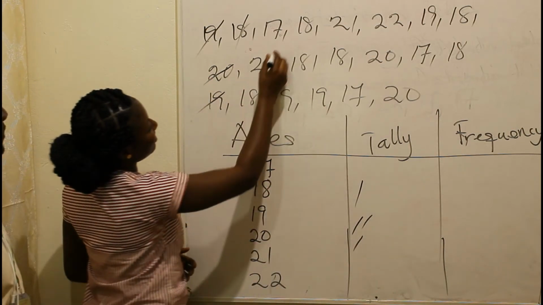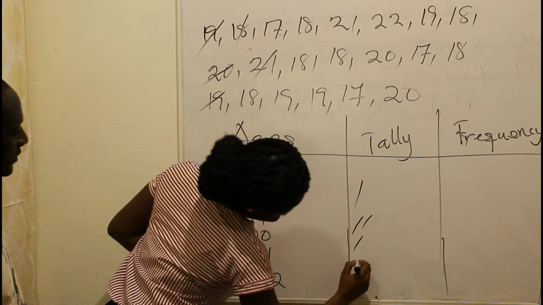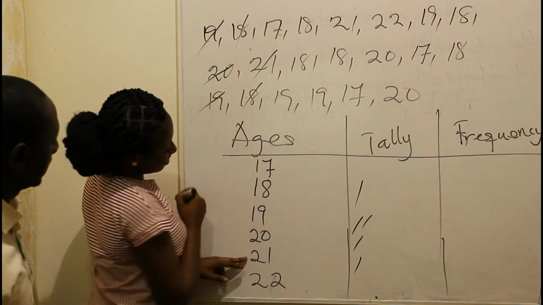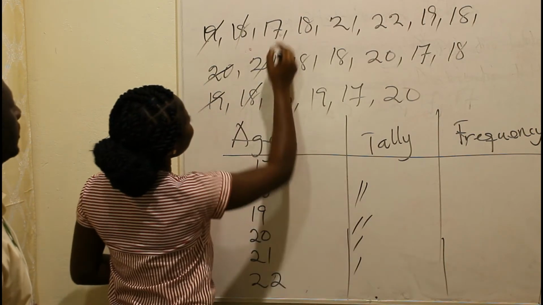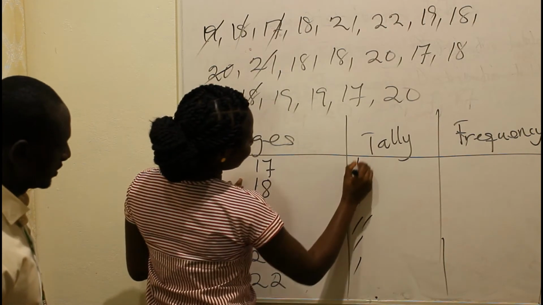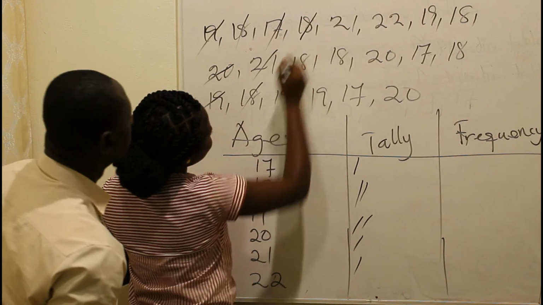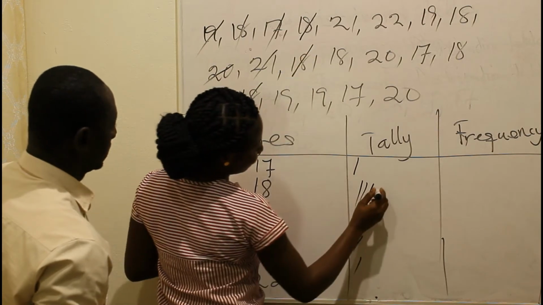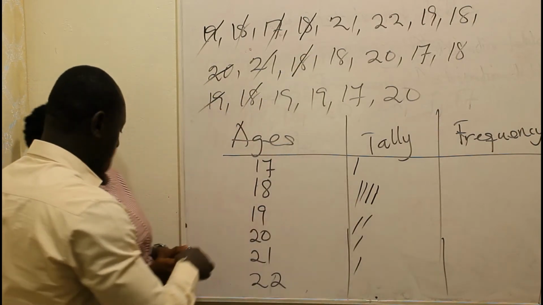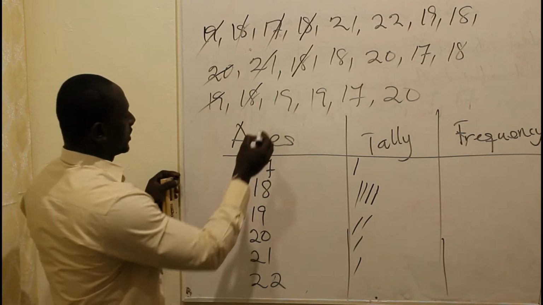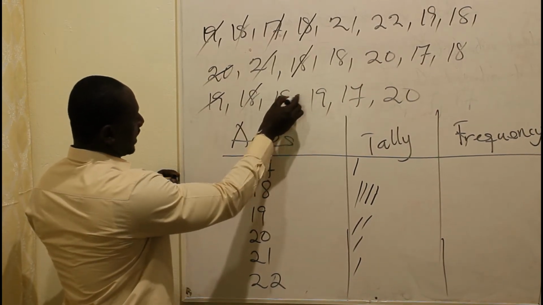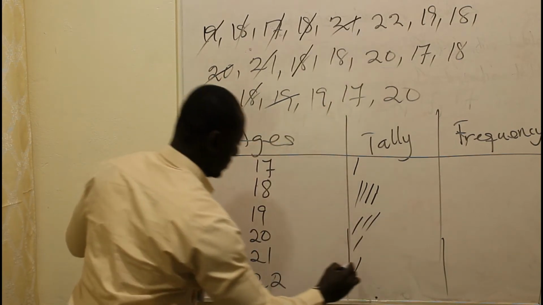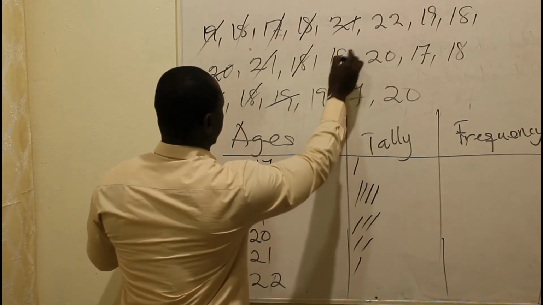So we have 21. Okay. We have 18 again. 18 again. Okay. 17. Okay. 18 again. Thank you, Priscilla. So let's continue. Priscilla, go to 18. I'm going to continue from there. 19. You come 21. You come 18.